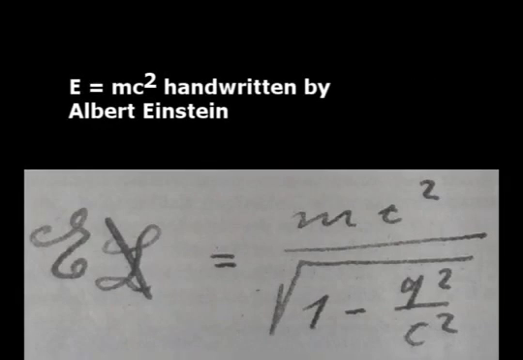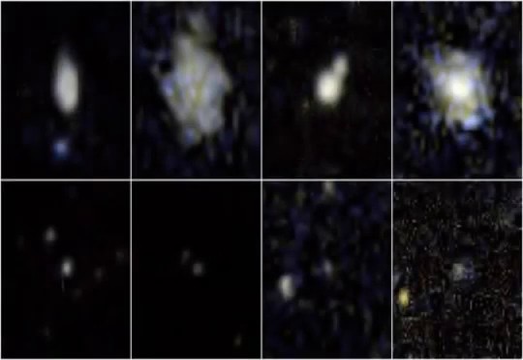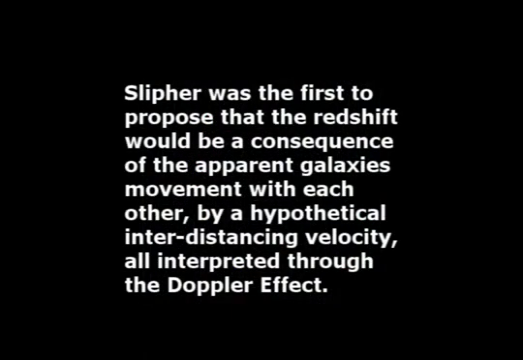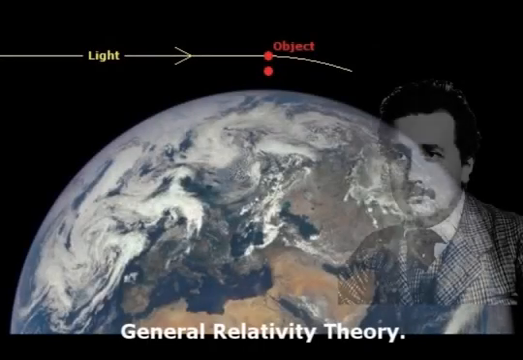Einstein published the special relativity theory. Redshift measurements on the light spectrum lines of 11 galaxies were presented by Vesto Slipher to the American Astronomical Society. Slipher was the first to propose that redshift would result from the apparent movement of galaxies from each other, due to a hypothetical interdistancing velocity, all interpreted through the Doppler effect. The general relativity theory was published by Einstein.